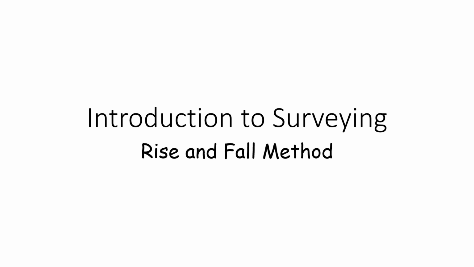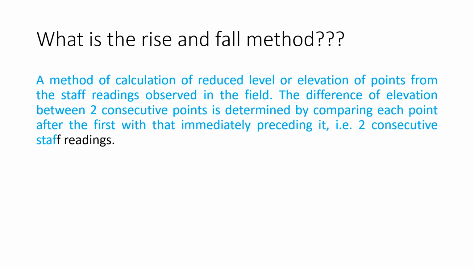This is what we're going to go through now: the rise and fall method. The rise and fall method is a method of calculation of reduced level or elevation of points from the staff readings observed in the field. The difference of elevation between two consecutive points is determined by comparing each point after the first with that immediately preceding it.